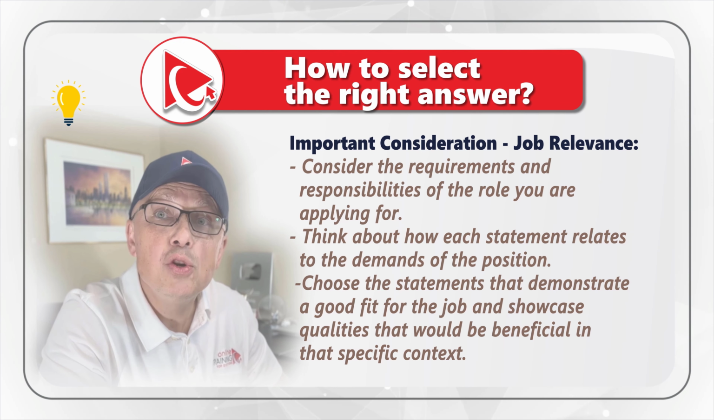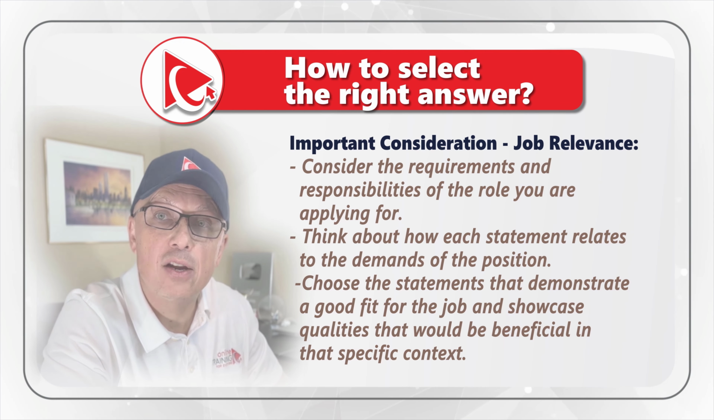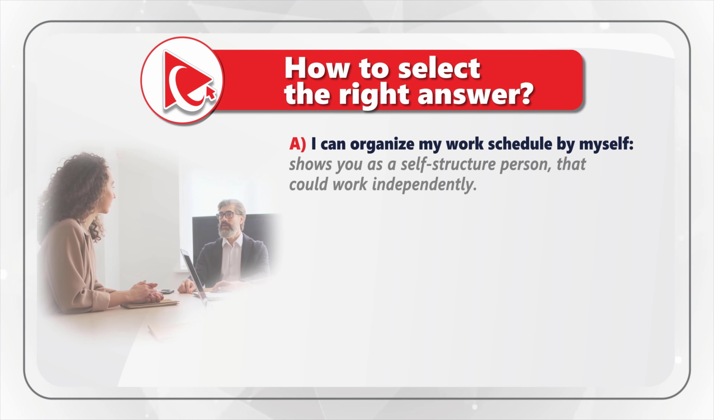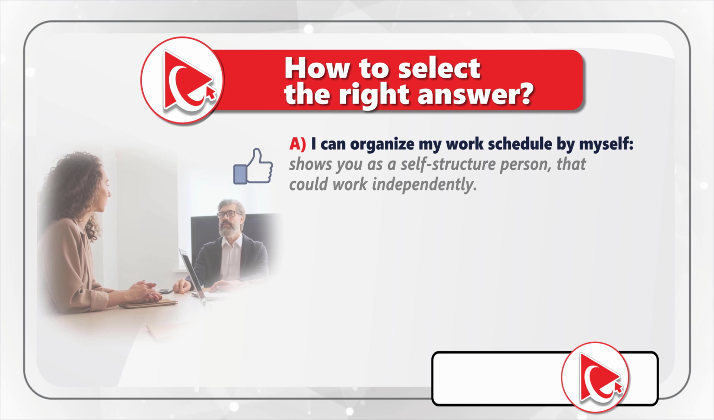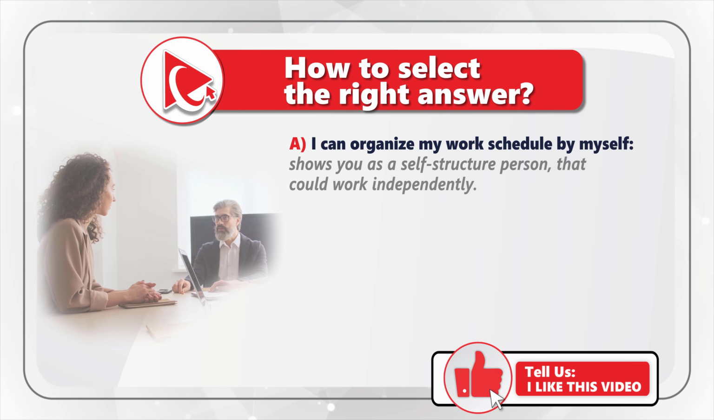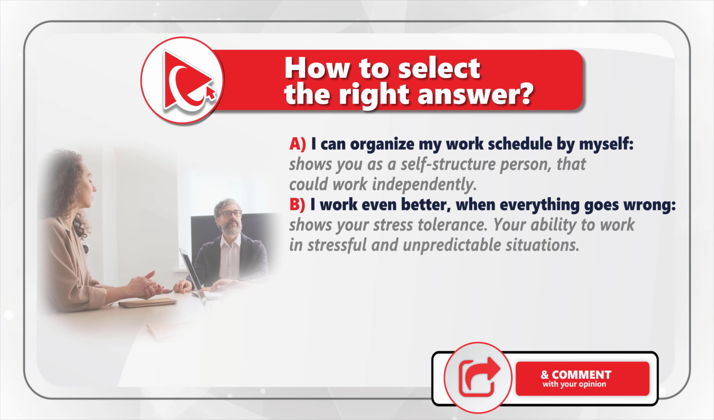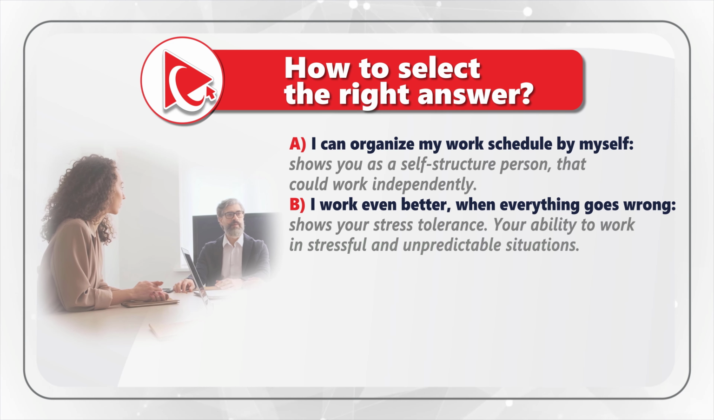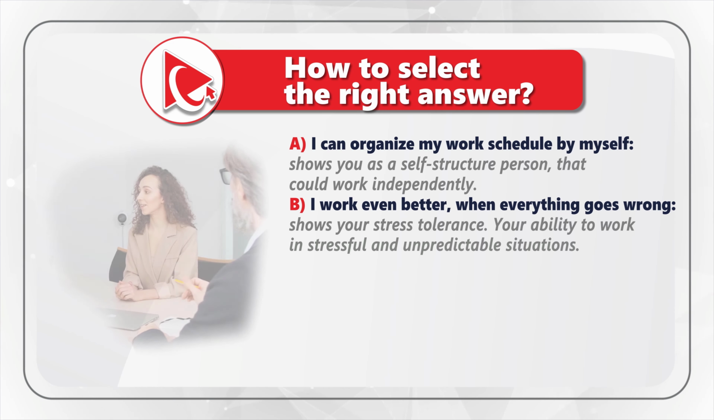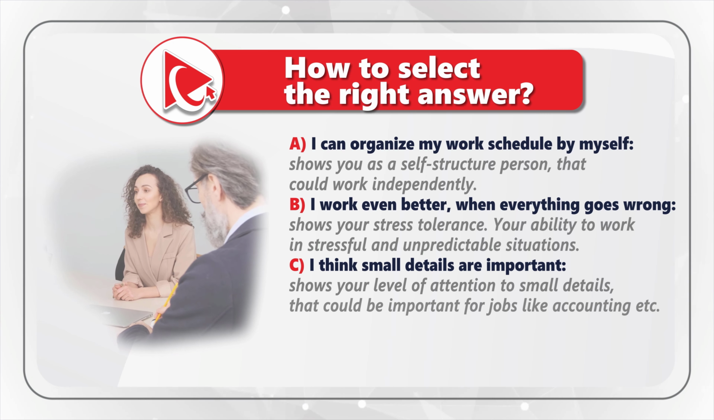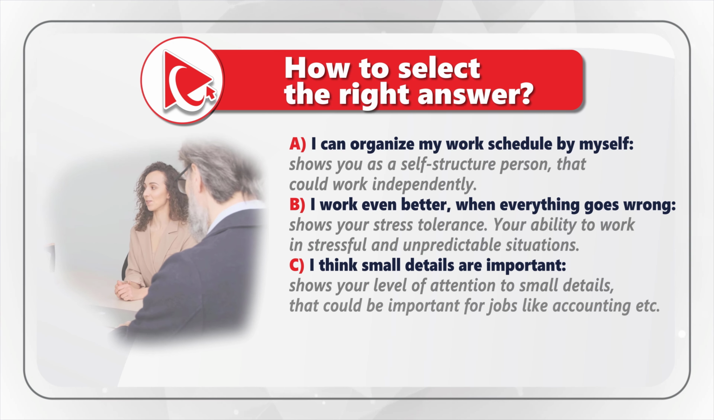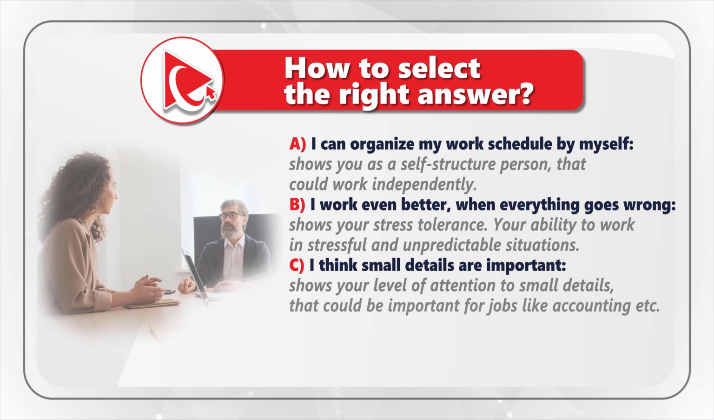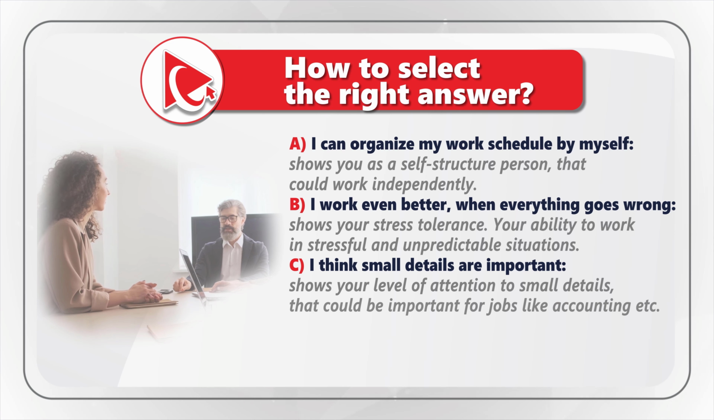Let's take a look at how you would select the right answer in the specific categories. Let's start by looking at the choice A. I can organize my work schedule by myself. If you choose this answer, it would show that you're a self-structured person that could work independently. Choice B, I work even better when everything goes wrong, shows your stress tolerance, your ability to work in stressful and unpredictable situations. Choice C, I think small details are important, would show your level of attention to details that could be important for jobs such as accounting, programming, controller, and other jobs that require attention to details.